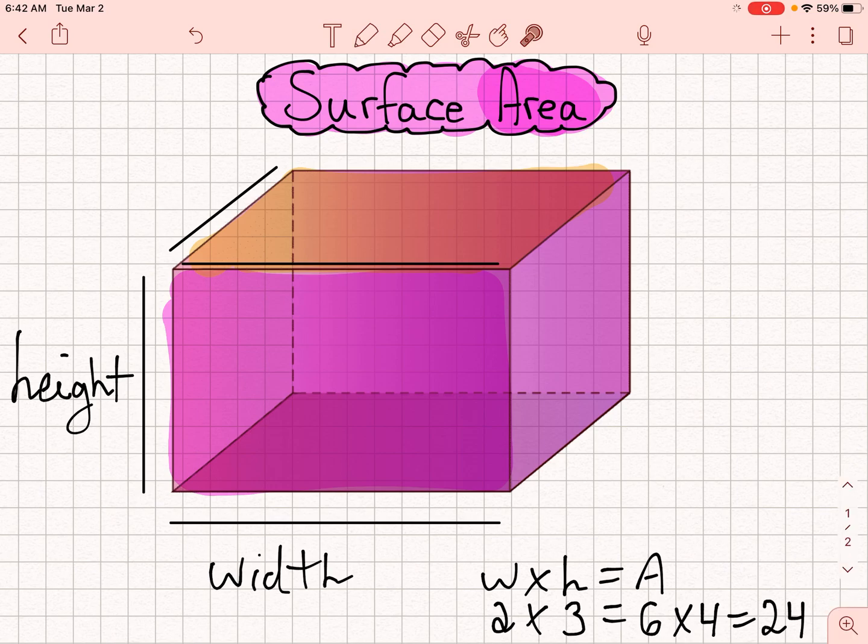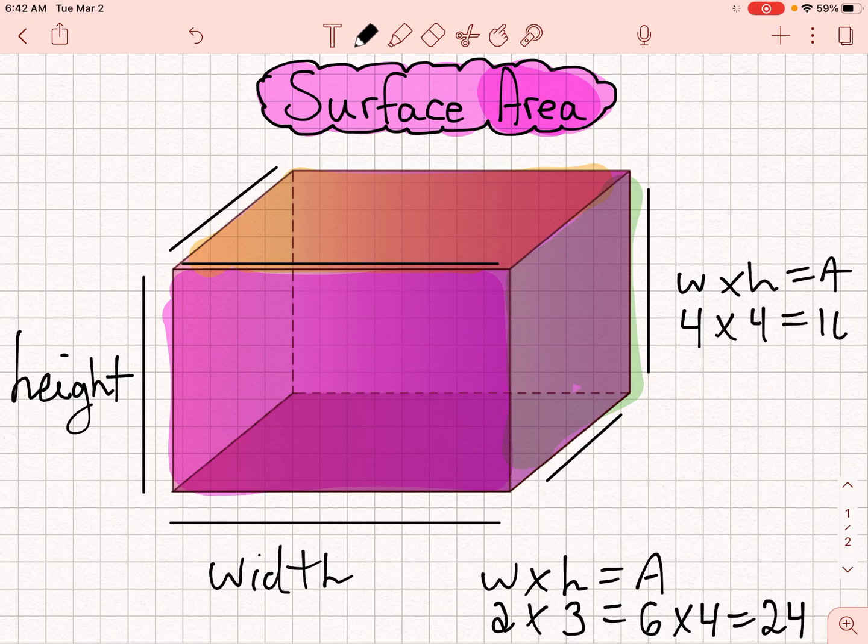But what about the right side here and the left side? What about those surfaces? Well, I would find the area of those surfaces separately. So I find the width and the height of this side here. Here we've got the width, whatever that might be, and the height, whatever that might be. We could say it's probably, well, the height we know is 4, and it looks like the width is something similar. So that might be width times height is area. That might be 4 times 4, and well, that equals 16.